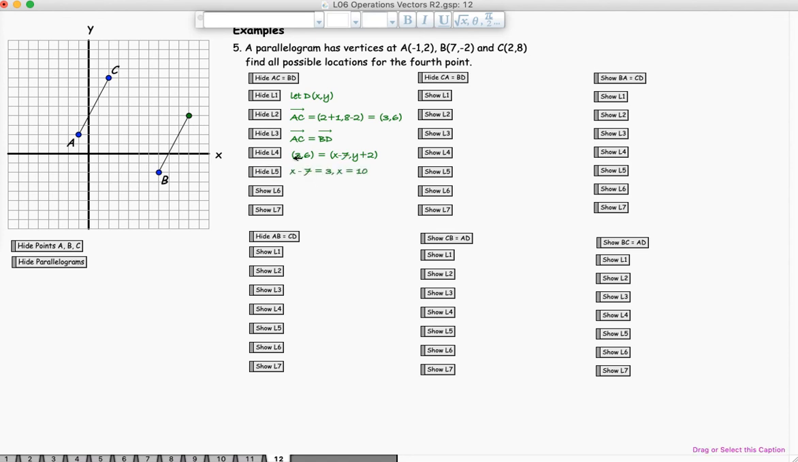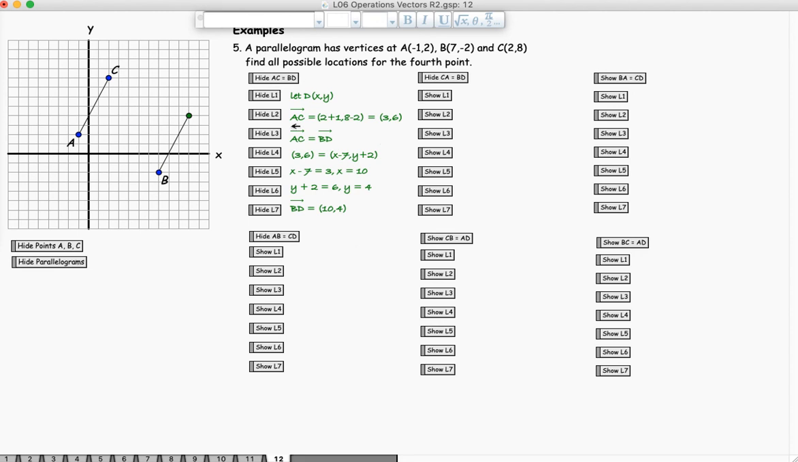That's going to give us two equations. x minus 7 should be 3, and that gives me x is 7 plus 3, which is 10. Now the second equation is y plus 2 is equal to 6. And so now y is going to be 4. And I now know that D is 10, 4. So the position of this point right there is 10, 4.